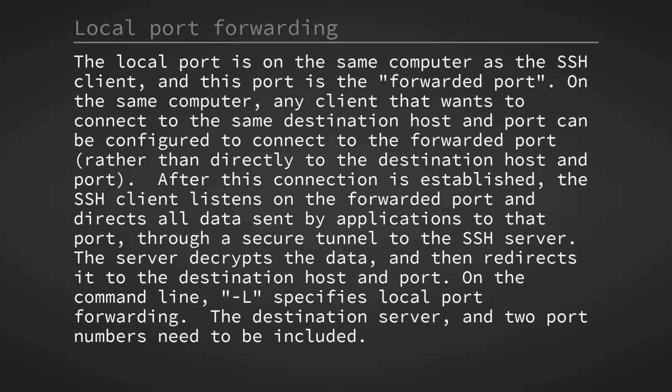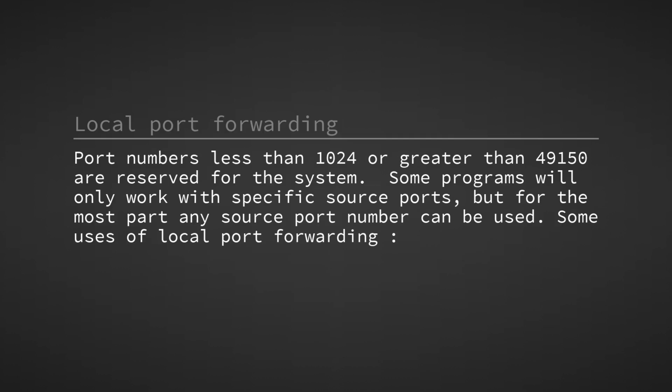After this connection is established, the SSH client listens on the forwarded port and directs all data sent by applications to that port, through a secure tunnel to the SSH server. The server decrypts the data, and then redirects it to the destination host and port. On the command line, -L specifies local port forwarding. The destination server and 2 port numbers need to be included. Port numbers less than 1024 or greater than 49150 are reserved for the system. Some programs will only work with specific source ports, but for the most part any source port number can be used. Some uses of local port forwarding.